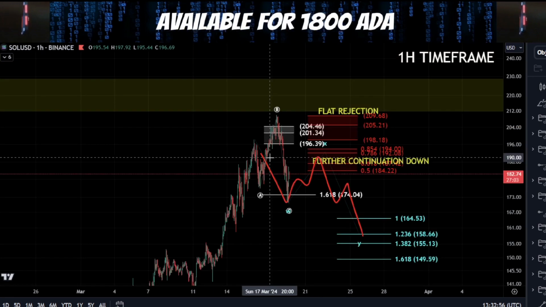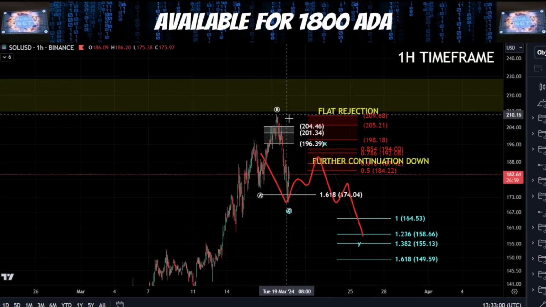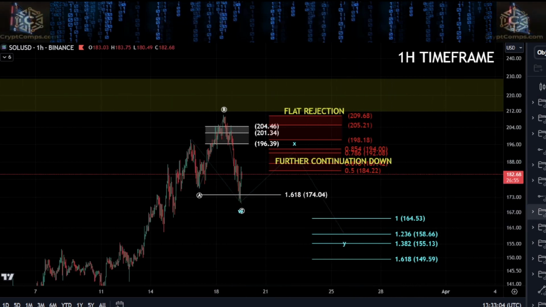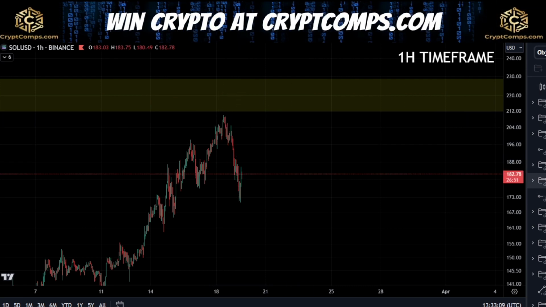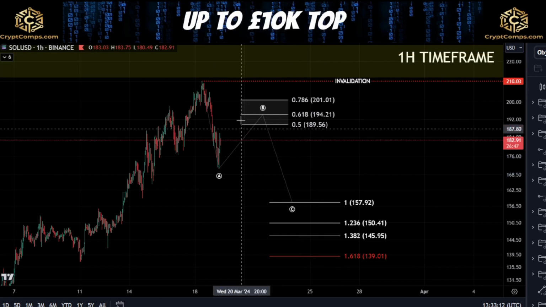If this is a flat and it's a 4th wave, we'd expect to see quite a violent move to the upside here, looking to sweep that B wave high. Well, one of the things that we have to be careful of here is because we do have 5 waves down here. Now, if we do have a 5-wave move down here, we need to be very careful because this could turn into an impulse.